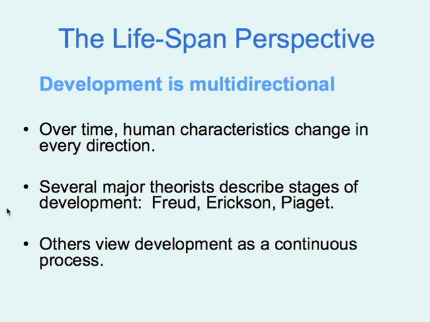We'll be talking throughout this course about several major theorists. Some of these theorists can be described as stage theorists, and that's because they had theories that we develop in stages. You can think of these as like steps, where you move from one step to another step to another step, and each step represents a different time period in development, that we pass through these different stages, and that each stage is distinct from one another.